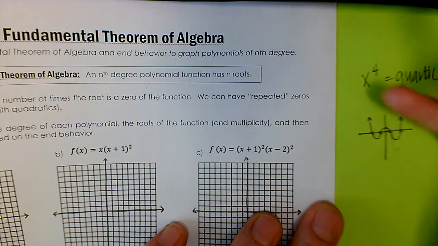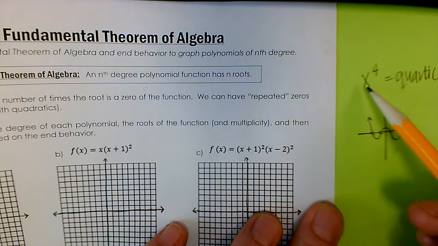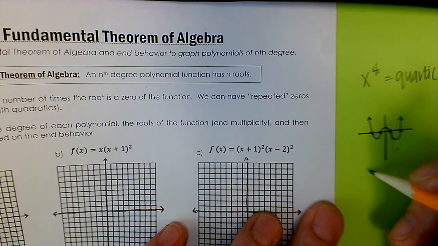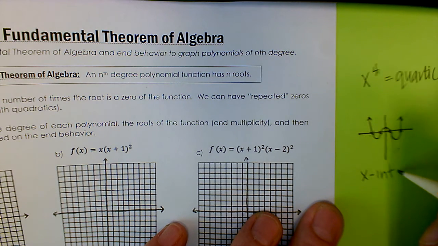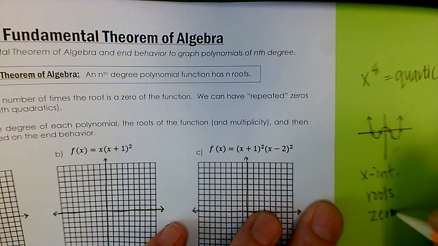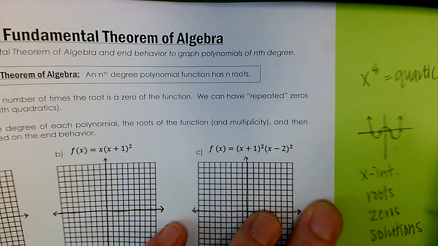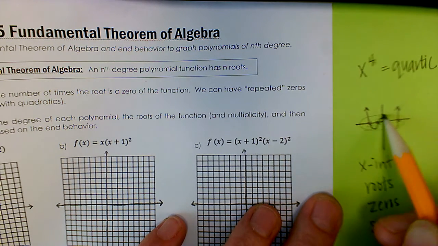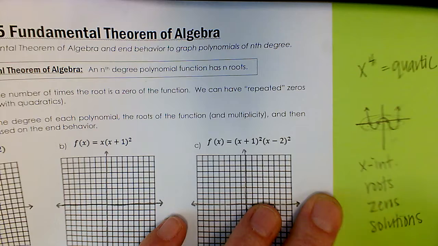Okay, so depending on the highest exponent, it tells you how many times it crosses the x-axis, or how many roots there are. Remember, these are x-intercepts. They're roots. They're zeros. And they're solutions. They all mean the same thing. So anytime somebody says, tell me the x-intercepts, tell me the roots, tell me the zeros, tell me the solutions, they're talking about where it crosses the x-axis. Okay? So that's what we're going to look at.